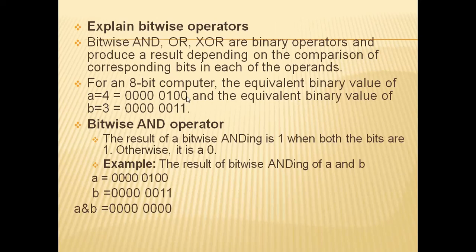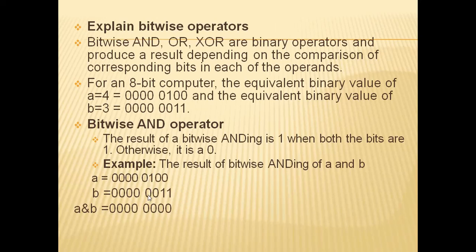AND means if both are true, then only the result is true. If both of these are true, then only the result is 1. For the remaining cases, it is 0. See, observe here, this is 0, this is 1, the result is false, it means 0. This is 0, this is 1, and the result is false. And here it is true, true, false. The result is false. Okay, the result is 0.